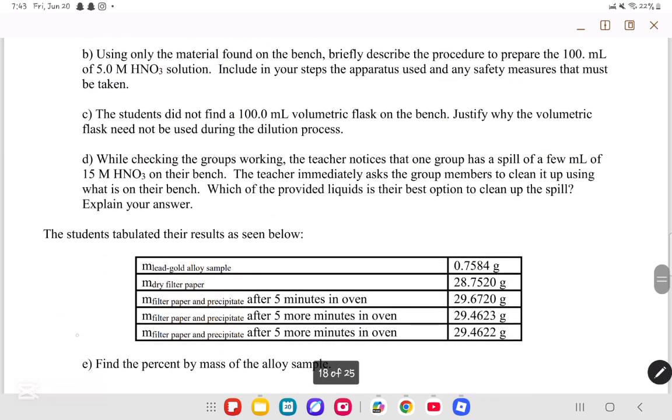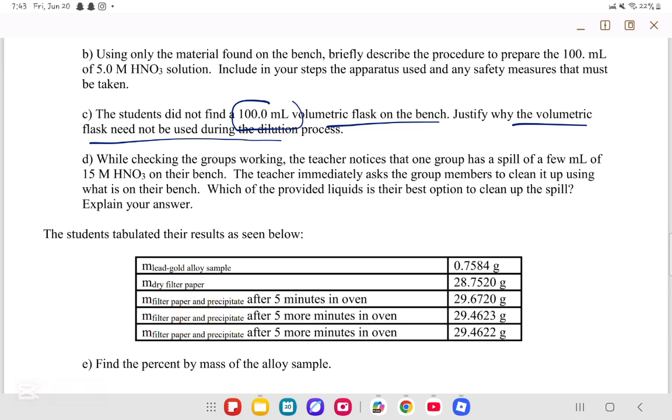Okay, so we will move on to part C. What does it say in part C? The student did not find a 100 milliliter volumetric flask on the bench. Justify why the volumetric flask need not be used during the dilution process. Because graduated cylinders measure with two significant figures accuracy.